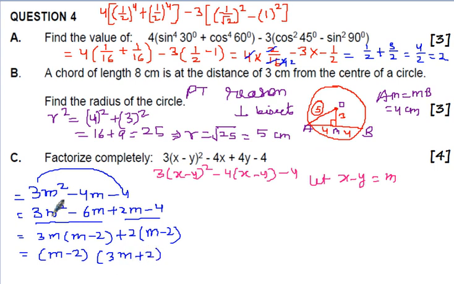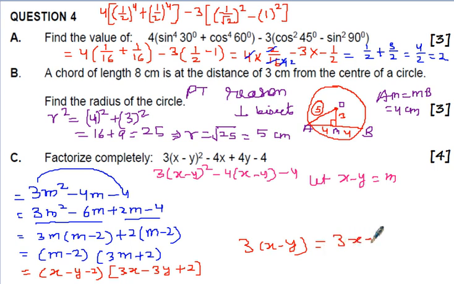So in this factorization you got the final answer, and now you can resubstitute. So m is x minus y, so you can write x minus y minus 2, and here you have to multiply x minus y by 3, or you can write 3x minus 3y plus 2. I have multiplied 3(x minus y), which will give you 3x minus 3y because it is 3m. So 3m means this. So this is your final answer.